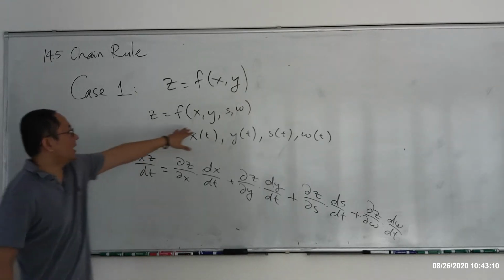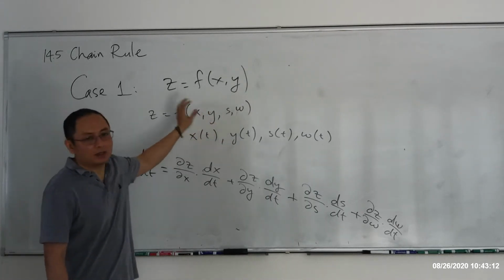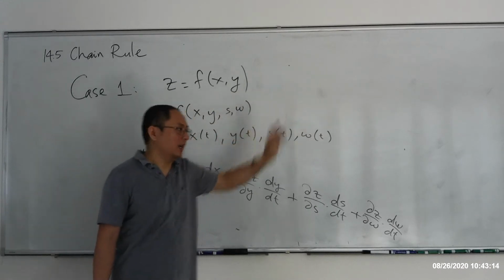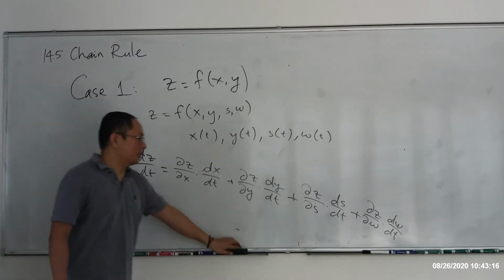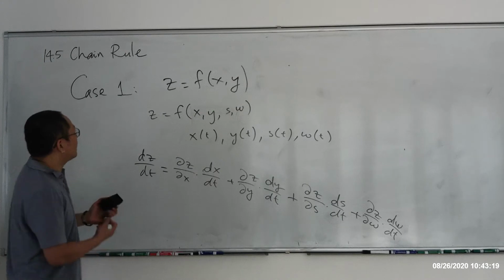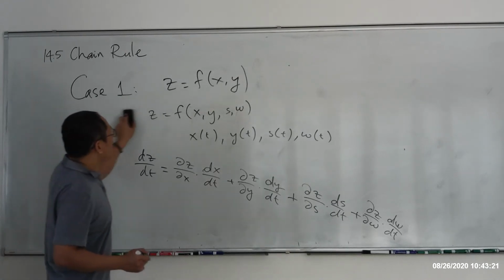Right? And here I give you a little bit more general, 4 variables. You have the same way if you have 5, 6, 7, 8, 9, 10, 1,000 variables. It just works the same way. That's case 1. Now let me move on to case 2.